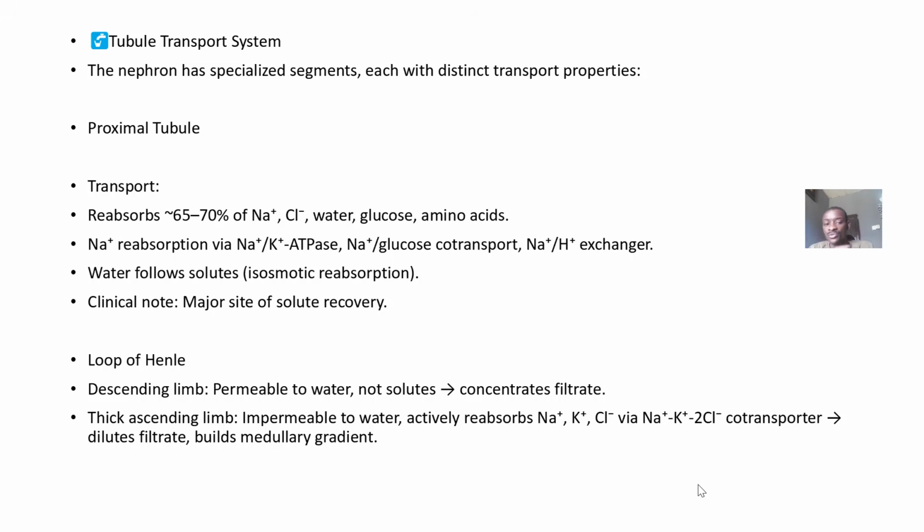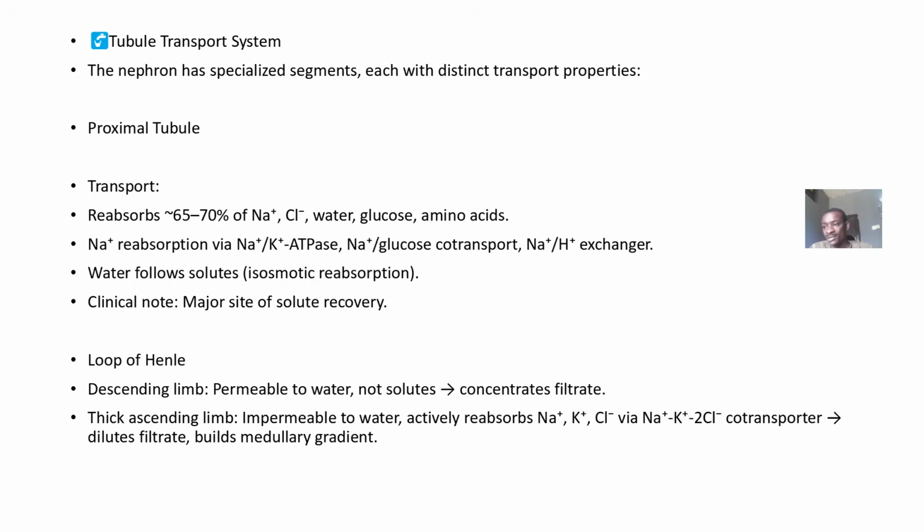The proximal tubule will reabsorb 65 to 70% of sodium, chloride, water, glucose, and amino acids. So it makes use of what? Sodium potassium ATPase transporter, sodium glucose transporter, sodium hydrogen transporter. You understand? How about the loop of Henle?